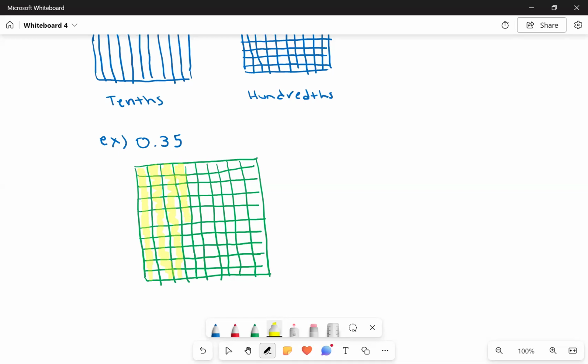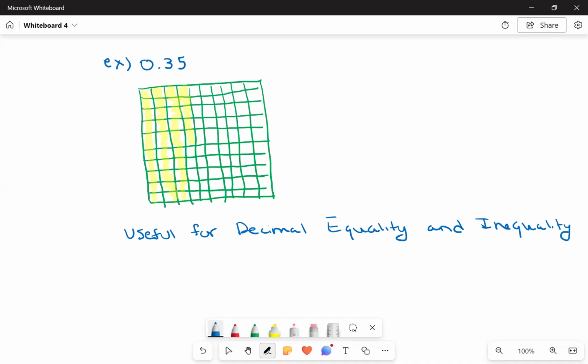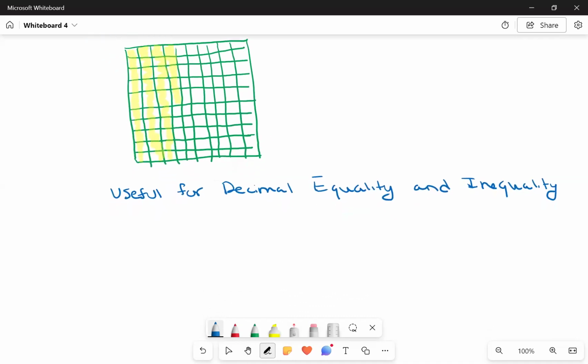Okay, so I'm not going to make us do a bunch of these because we did do this kind of idea when we talked about the whole numbers previously. But I will mention where it's useful and kind of show an example of that. Okay, so it's useful for decimal equality and inequality. So it's useful when you want to show that two decimals are equal, or maybe which decimal would be bigger.